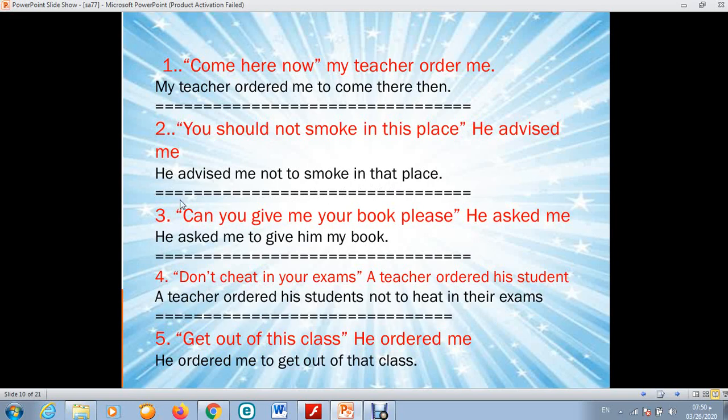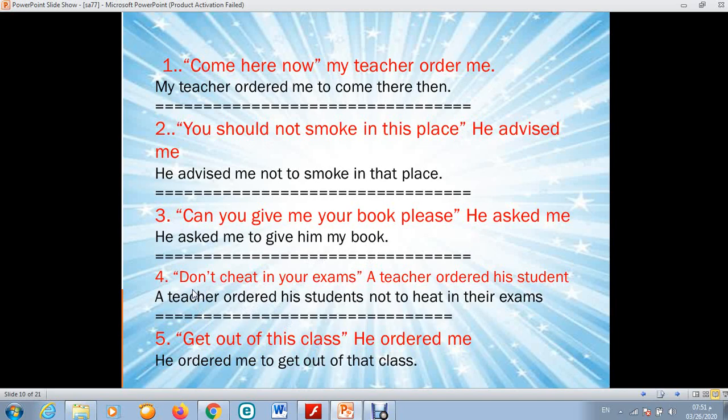Good. Sentence number 3. "Can you give me your book, please?" This is a polite request. So he asked me. And I'll use the connector to because this is a positive command. He asked me to give. Me refers to he, so it will be him. Your refers to me, so it will be my. So the correct answer will be: he asked me to give him my book.